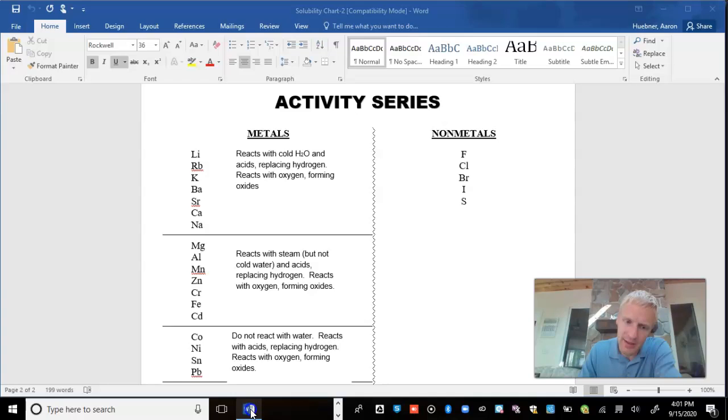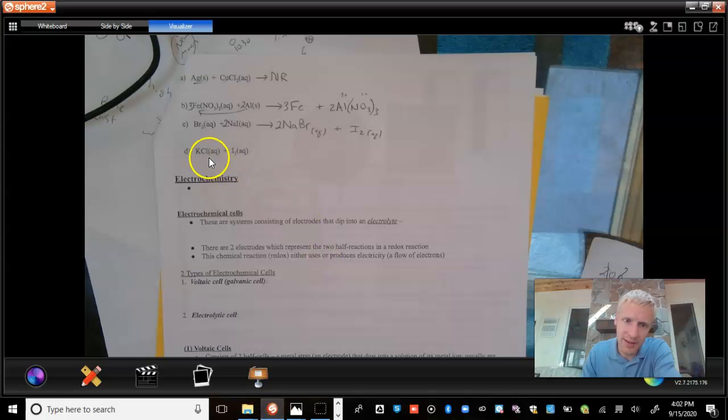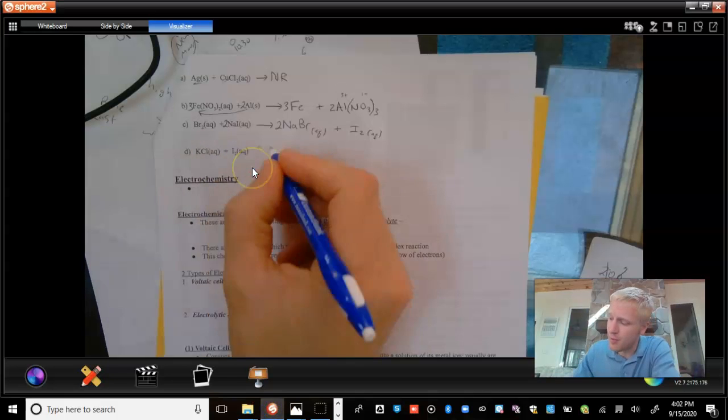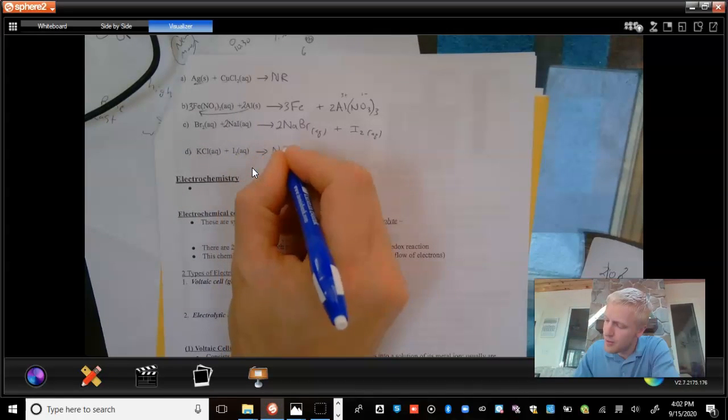So just double checking. Iodine's down here and chlorine is up here. Chlorine is more readily oxidized, therefore more reactive. So chlorine will end up in the compound, and it looks like chlorine already is in the compound, so this is a no reaction.